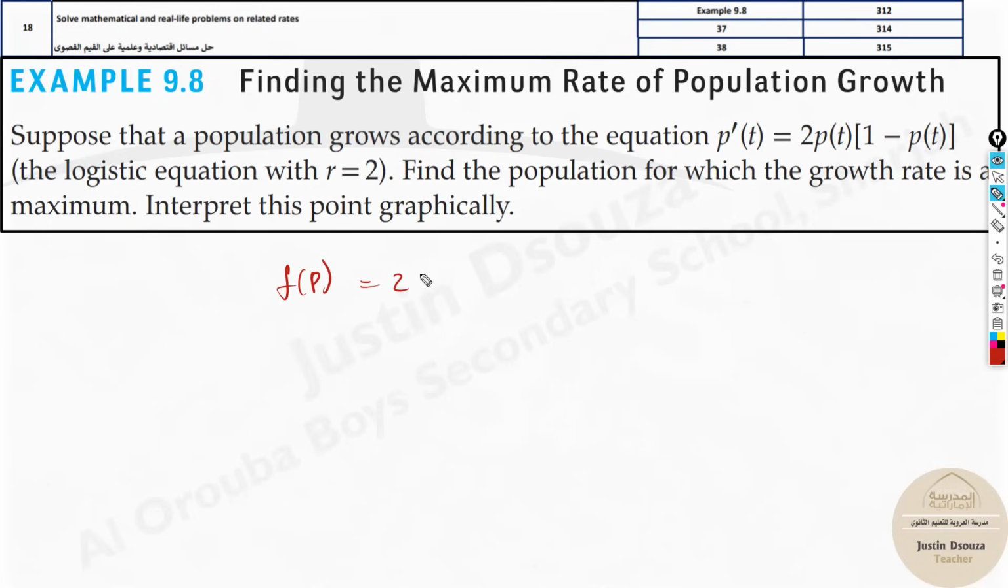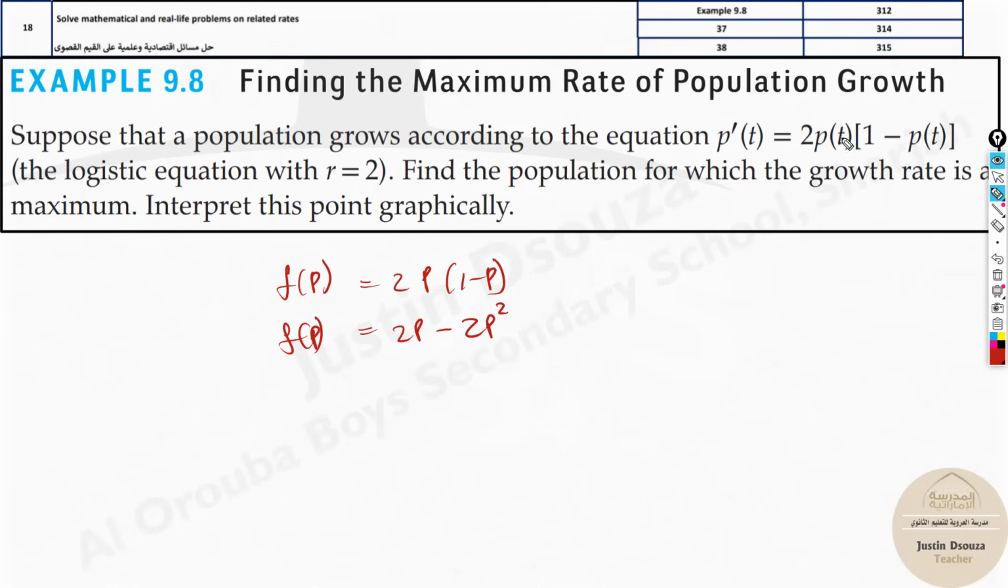This is 2 times. Now, instead of writing P of t all the time, because I'm taking it as a function of population already, I just write it as P into 1 minus P. You can just multiply it inside, it'll be 2P minus 2P squared. This is the function of P. Now here you need to find the point at which the growth rate is maximum. This is the growth rate, right? You need to find which point it will become maximum.